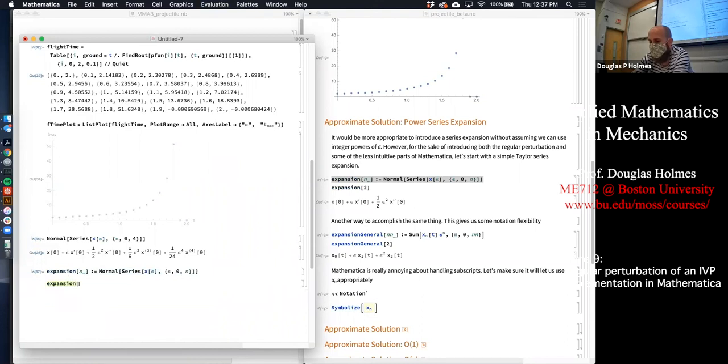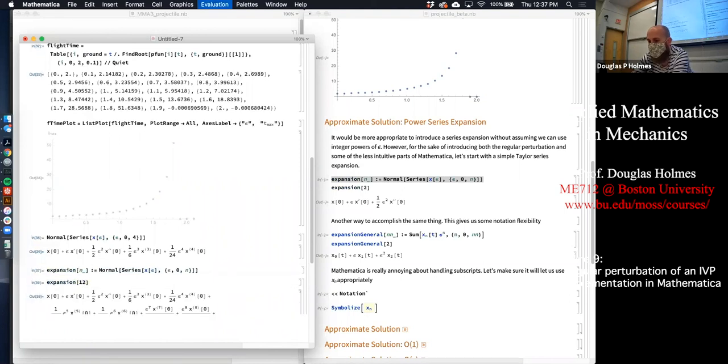So I can type in expansion 4 and I get the same thing I did above. I can type in expansion 12 and I get some horrible thing. Expansion 2. And so on and so forth.